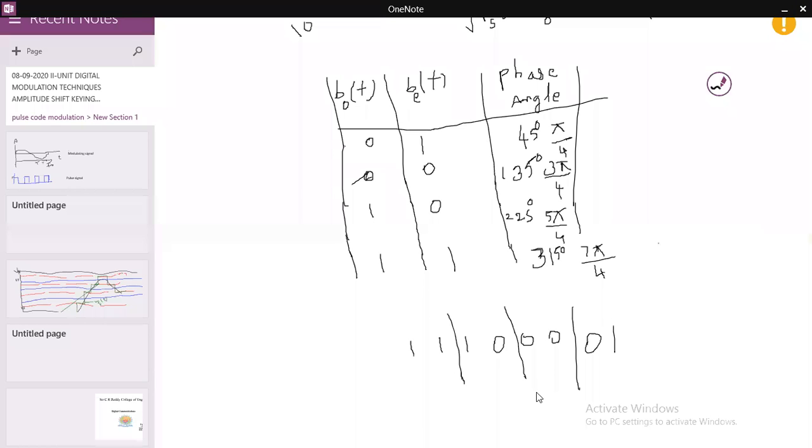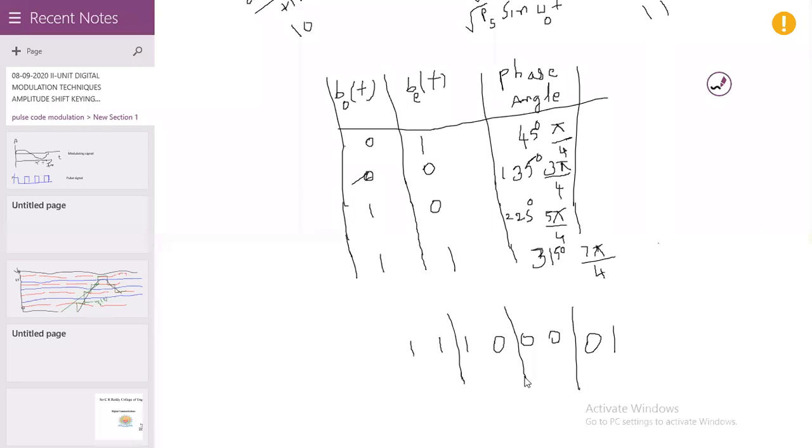Then here, what is the angle of the carrier signal? How do you set the carrier signal angle? So here this is a carrier signal. Let us assume this is a carrier signal, whatever it may be. For the first 0 1 combination, what should the phase angle be? For 0 1 it is 45 degrees. So here the phase angle is 45 degrees.